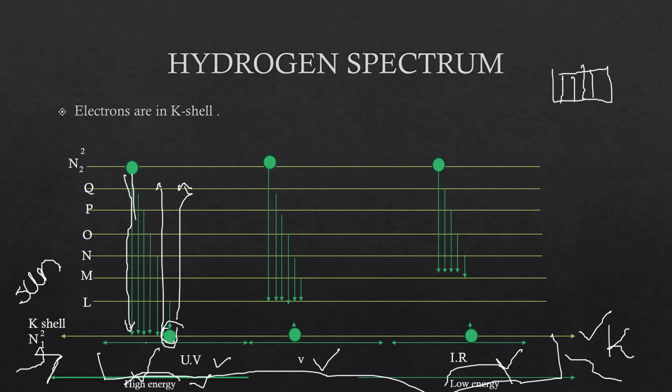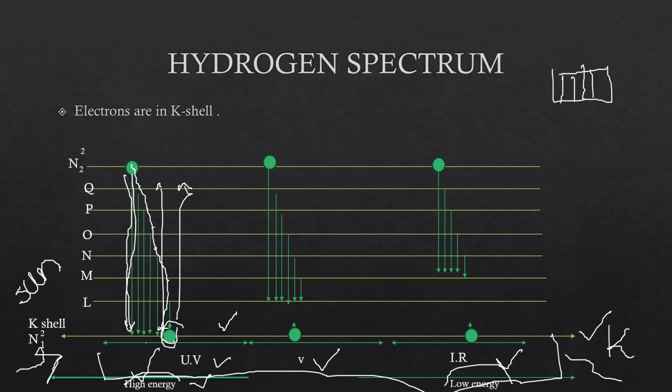First it will fall to the Q shell, then P shell, then O shell, then N, then M, then L, and after that K. When it falls on K, we say that it becomes stable.